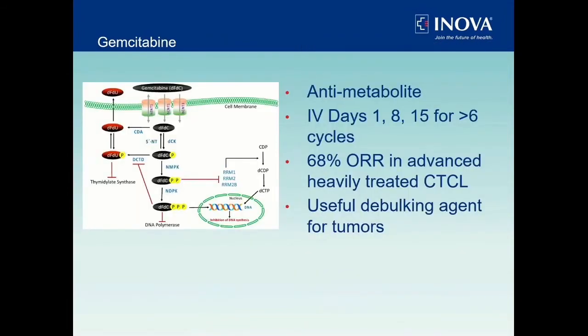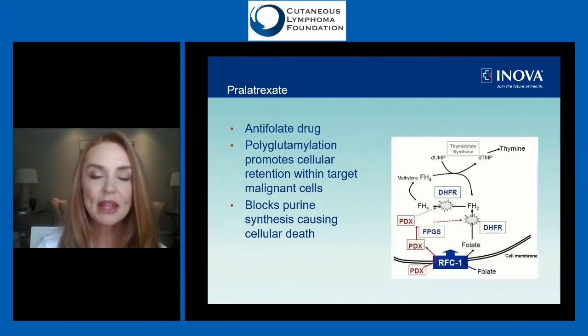Another drug in this category is called gemcitabine or Gemzar, and this is given through an IV on days 1, 8, and 15 out of every month. The overall response rate in advanced stage CTCL patients who've already tried and failed a bunch of other drugs was 68%, which is pretty good. And this is also a drug that is useful in debulking large tumors or big nodules in patients. The next drug in this category is called pralatrexate.